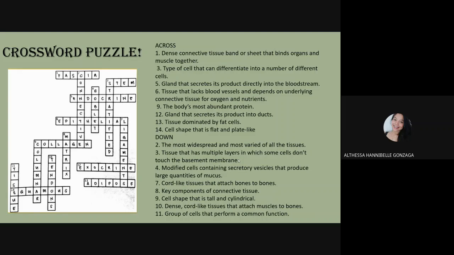Next, tendons. Tendon serves as fibrous connective tissue which attaches muscles to bones. And in order to move our bones or structure, tendons are responsible for that. Next is tissue. Tissue is a group of cells that perform a common function. And tissue has four types, namely connective tissue, epithelial tissue, muscle tissue, and nervous tissue.